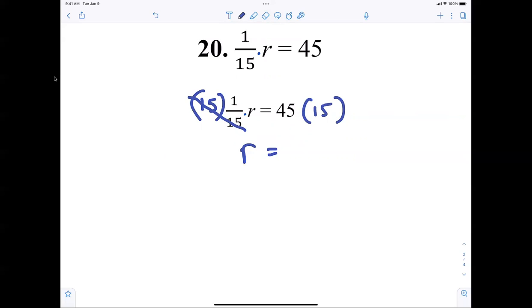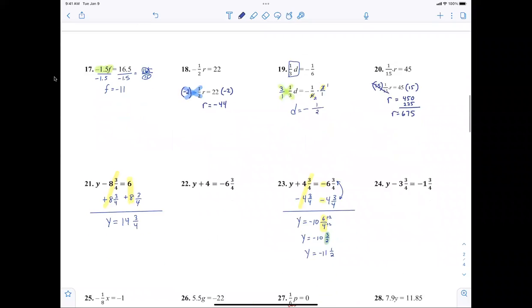Anytime you multiply by 15, you can multiply by 10, which is 450. Then you divide that by 2, which is 225. Then you add it together, 675. That's how I want you to do it mentally. Everybody in here can do that. Anytime you multiply by 15, you multiply by 10, cut it in half and add it together. Nothing to that. 675. Thank you for that, James.